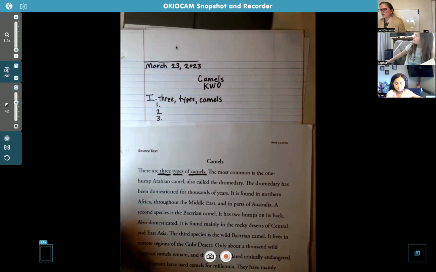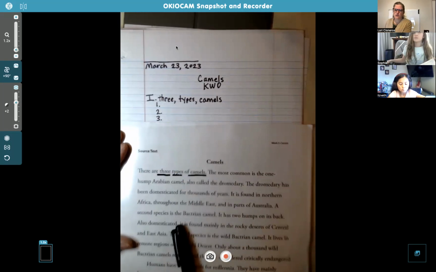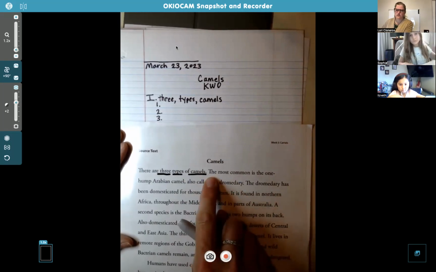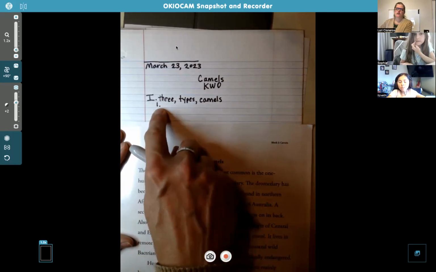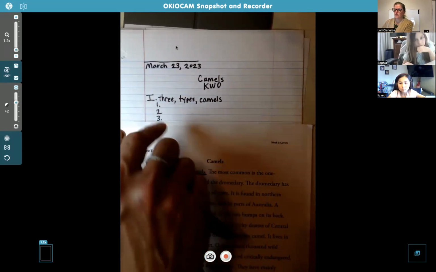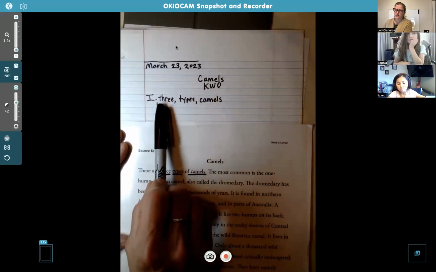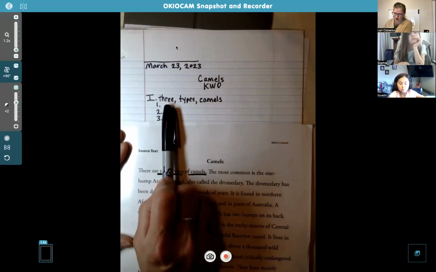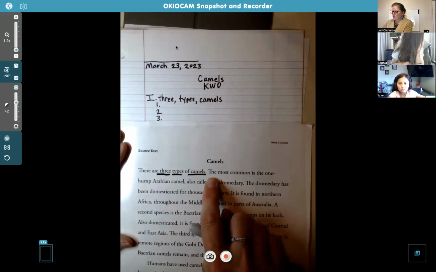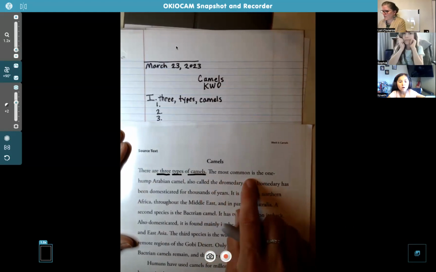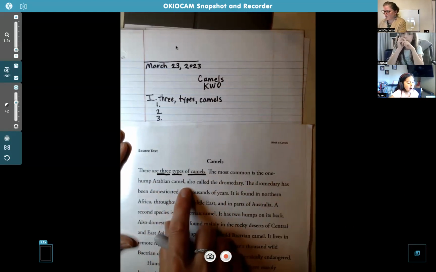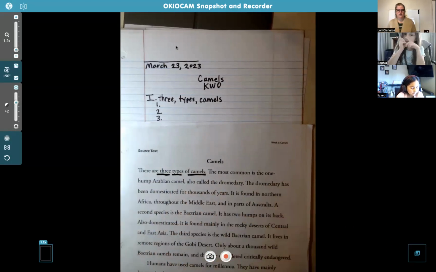Okay, good job. Now this is where it gets a little tricky because we're going to move on to the second sentence, but we're going to put it next to the number 1 here because our very first sentence, the topic sentence, is the very first sentence. So now the second sentence is going to go there. Lizbeth, here's your sentence. The most common is the 1-hump Arabian camel, also called the dromedary. What are the key words in that sentence? Make sure you unmute.